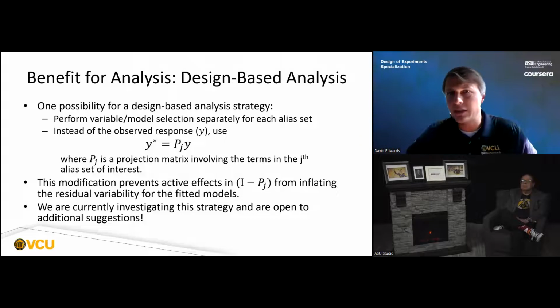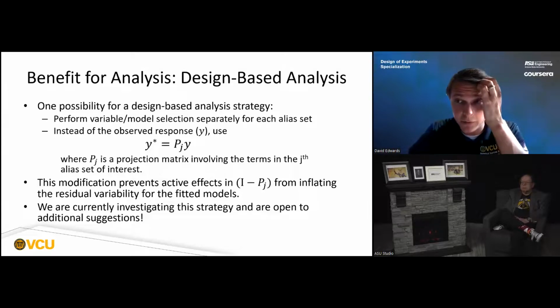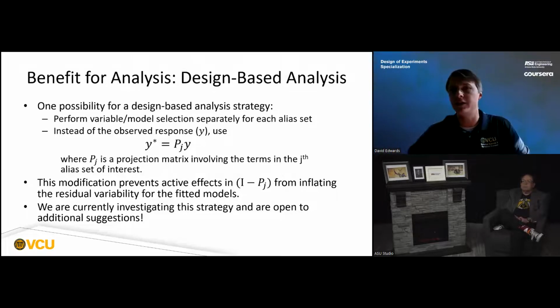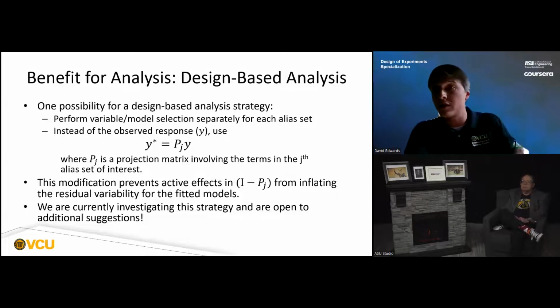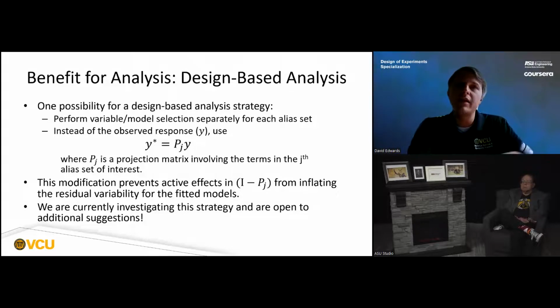Here's a possible design-based analysis strategy. This is something that we're working on and something that I'm definitely very much interested in exploring. But one possible strategy would be to perform some sort of variable model selection strategy separately for each alias set because they are orthogonal to each other. So instead of the observed response, you would use this kind of altered response that's obtained by using what we call the projection matrix.